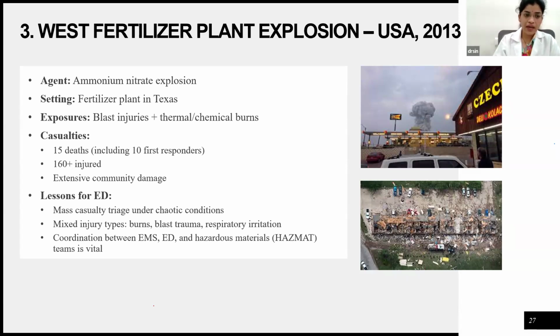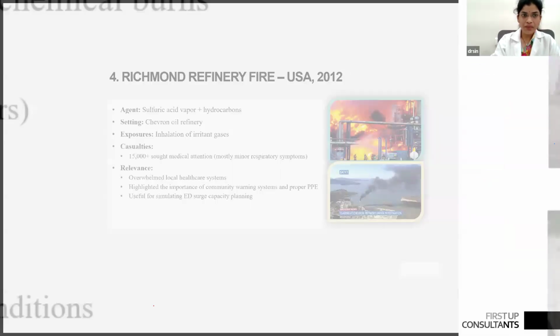The lessons for the ED are that mass casualty triage under chaotic conditions was observed during this explosion, and mixed-injury burns, basically burns caused by thermal and chemical pathophysiology, blast trauma, and respiratory irritation were all seen in this event. Coordination between EMS, ED, and hazardous materials teams is very vital.